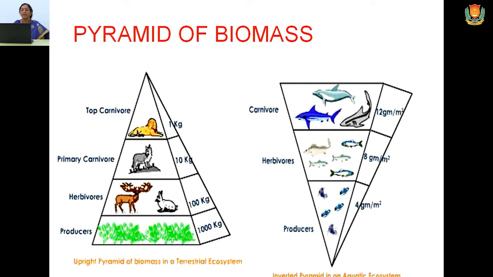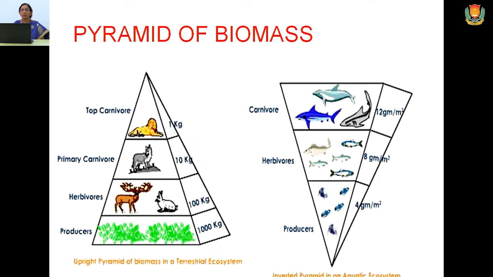Then the third type of ecological pyramid is pyramid of energy. So it is a graphical representation of the flow of energy through each trophic level of a food chain over a fixed time period. So here also we can see that the producers are occupying the base of the pyramid, whereas the tertiary consumers are occupying the apex of the pyramid. And you can see that slowly the energy flow is decreasing from base to top.